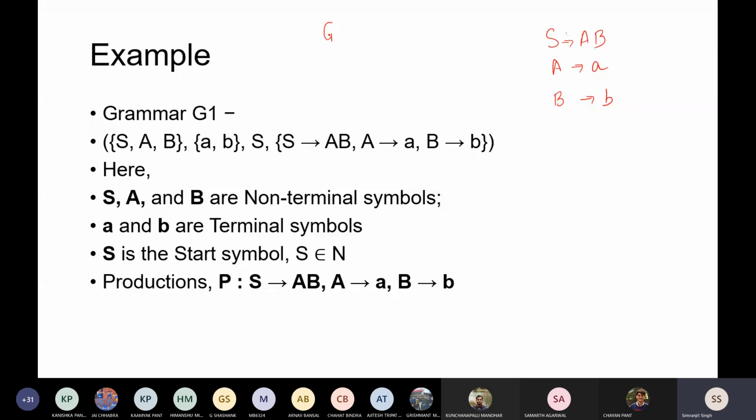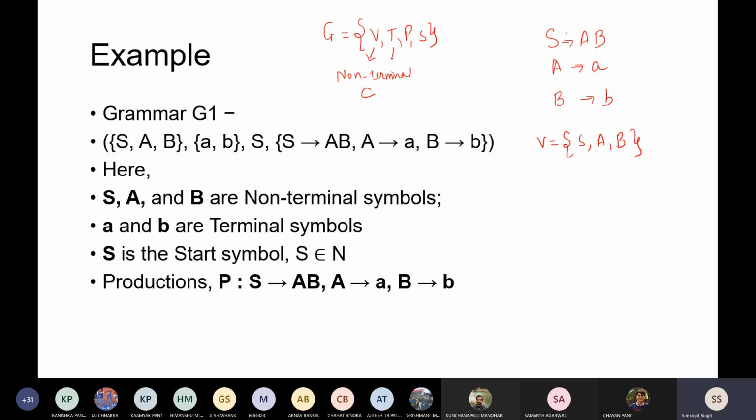If it has the following properties, V, T, P and S, then you call this particular thing a grammar. Now what is V? If you remember, V is your non-terminal. Non-terminal means a capital. So from this, what is the set of V here? S is a non-terminal, A and B are also non-terminals, and no other one.